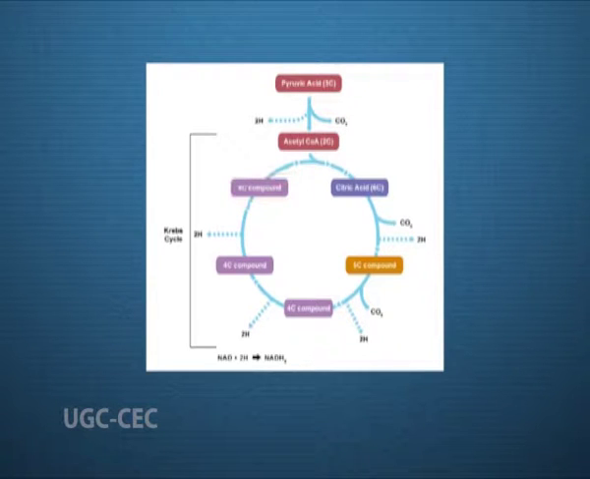2 carbon atoms enter the cycle as an acetyl unit and 2 carbon atoms leave the cycle in the form of 2 molecules of carbon dioxide. The citric acid cycle itself neither generates a large amount of ATP nor includes oxygen as a reactant. Instead, the citric acid cycle removes electrons from acetyl-CoA and uses these electrons to form NADH and FADH2.